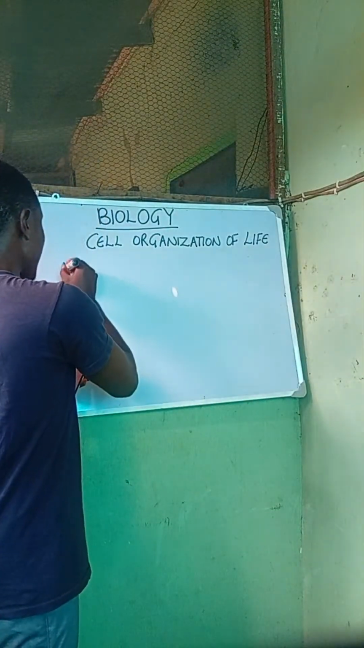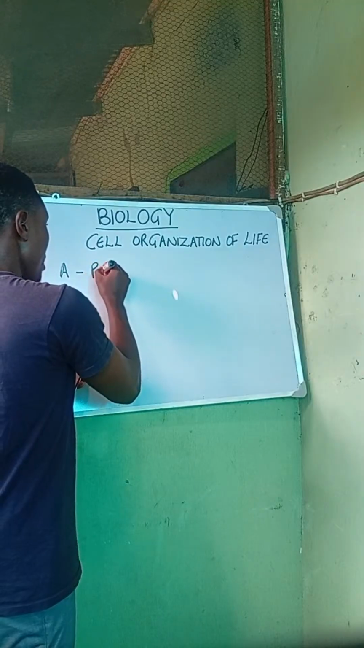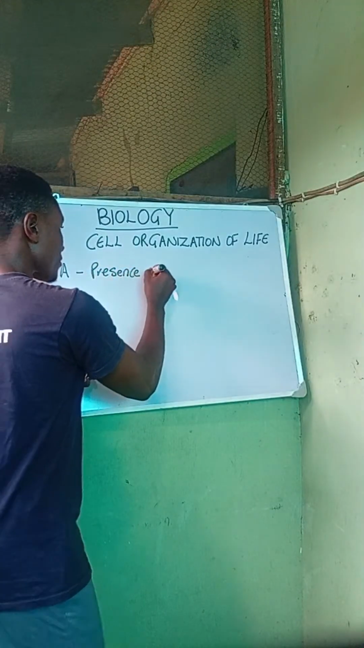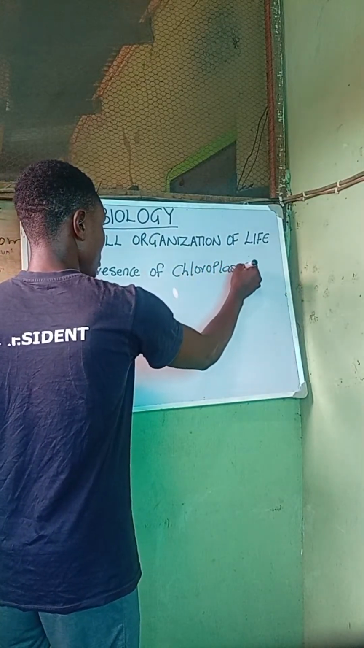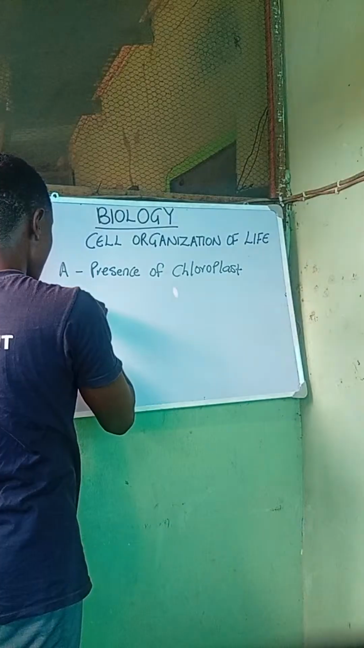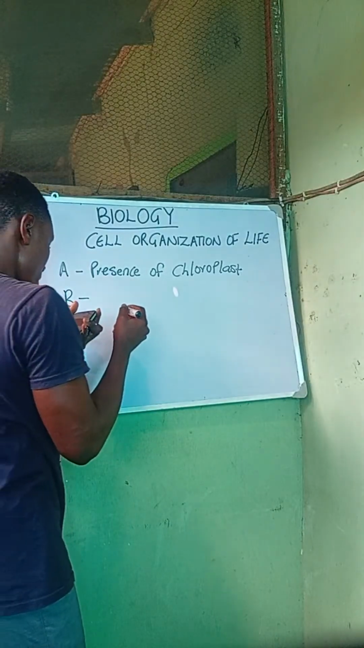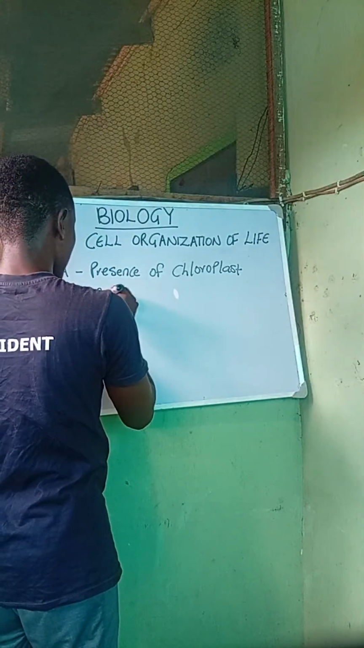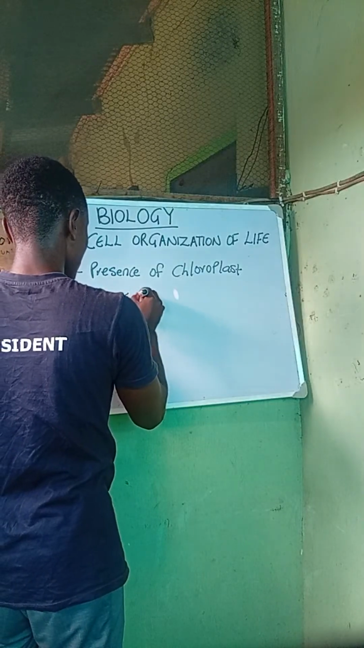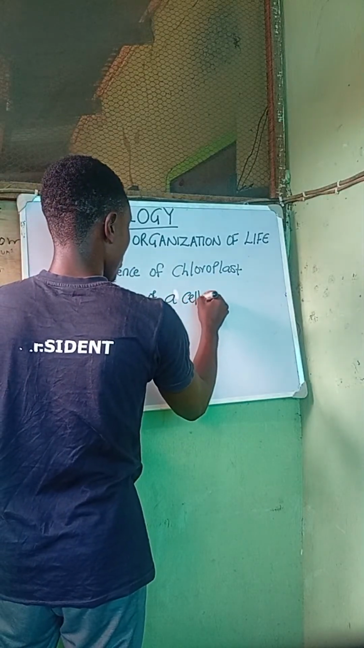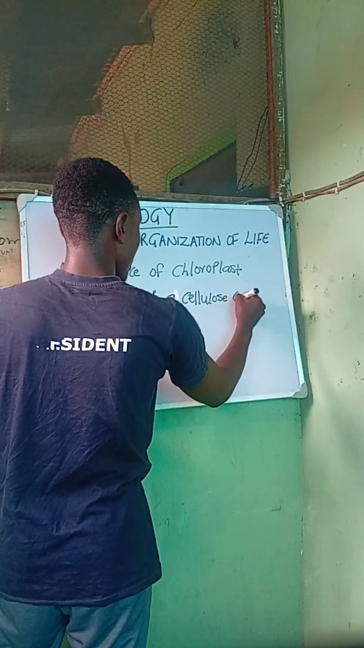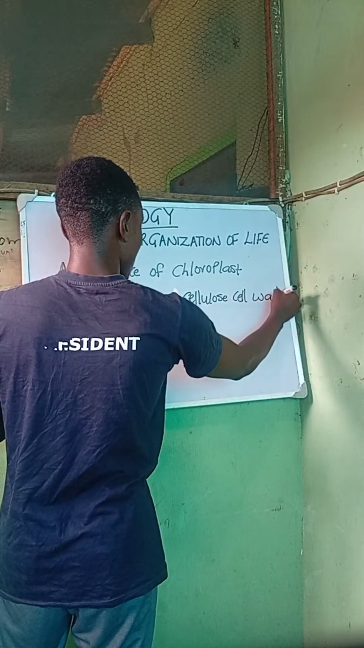A. Presence of chloroplast. B. Possession of a cellulose cell wall.